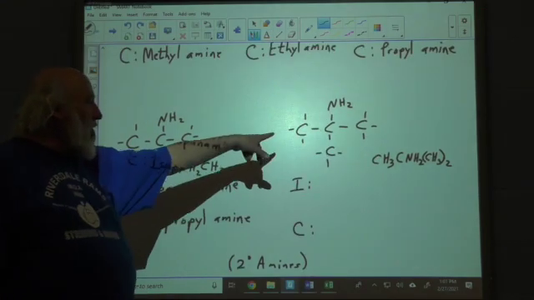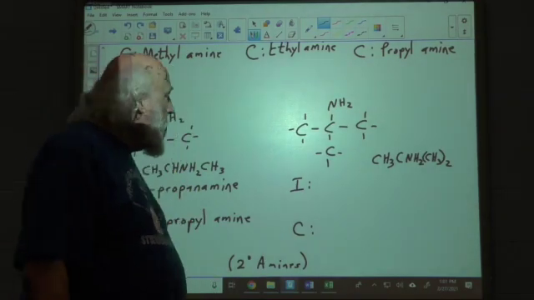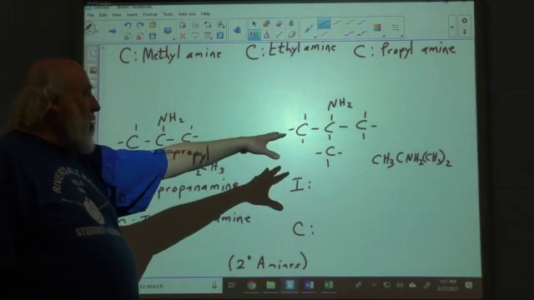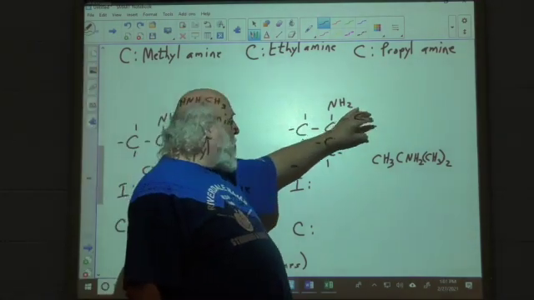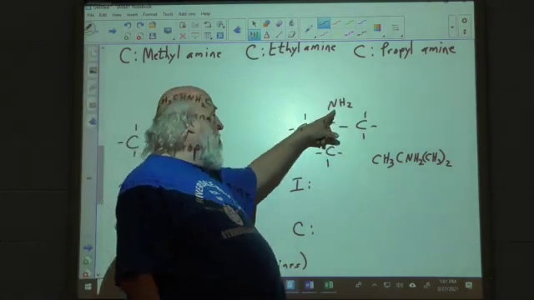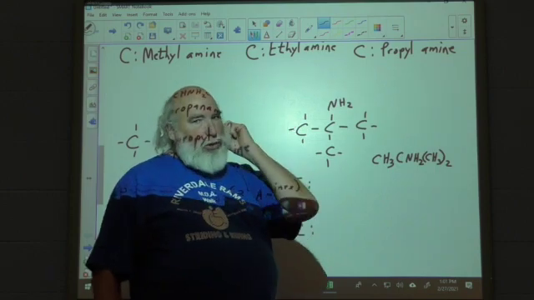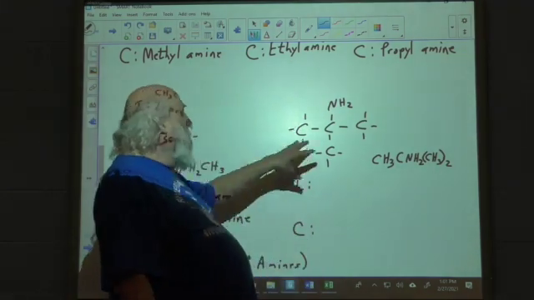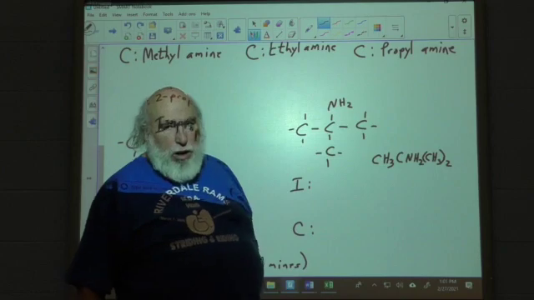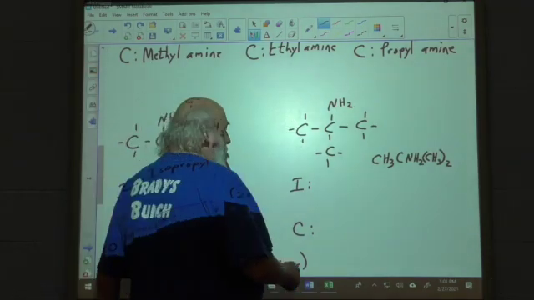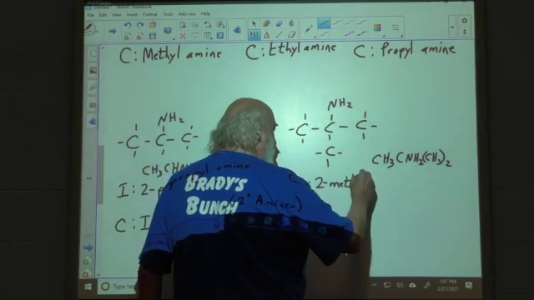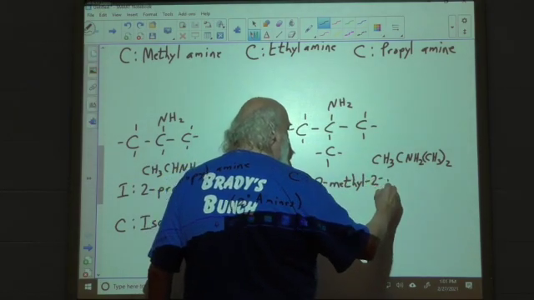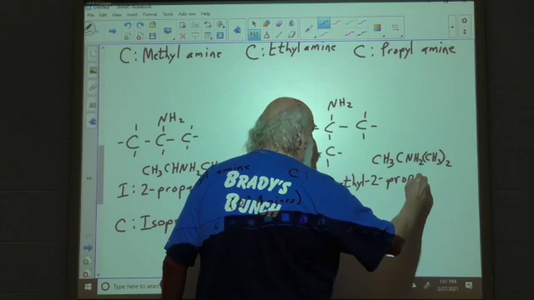Okay, and then we come over to this ugly spot here. This is still considered a 2-propanamine because the longest continuous chain of carbons is 3, and this is bonded on the second carbon. So that is a 2-propanamine like this is over here, but you have a methyl group on the second carbon. So we put 2-methyl-2-propanamine.